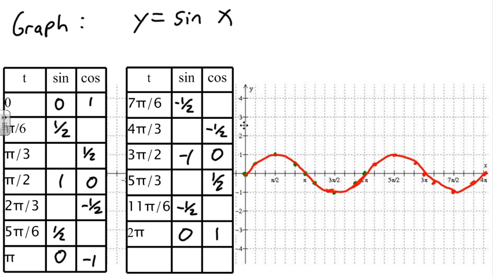Now, this length that it takes for it to complete one segment of its pattern, because it is a pattern, it just keeps on repeating this part right here. That length is called its period. How long does it take to do one cycle? It starts at 0 in an increasing fashion, and it gets back to 0 in an increasing manner over here at 2 pi. So the period of the sine graph is 2 pi.